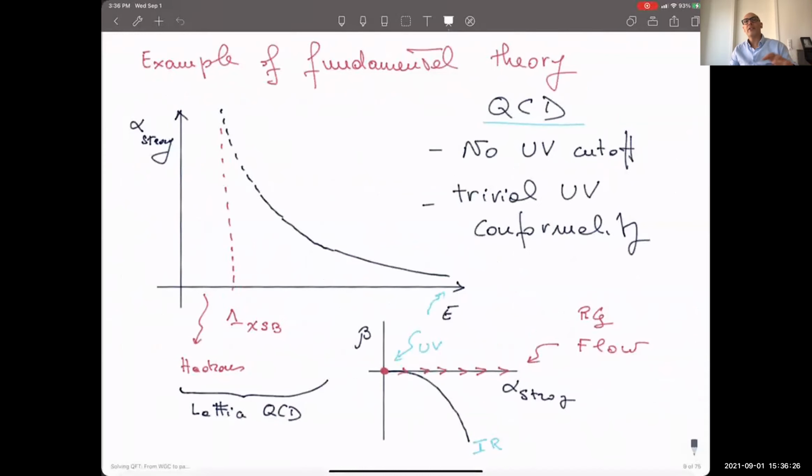But we also know there are parts of the Standard Model which are well defined in the ultraviolet, right? For example, QCD is a famous example of that. There is no UV cutoff in QCD because actually the theory, as you can see here, has a perturbative ultraviolet fixed point, known as trivial UV conformality.